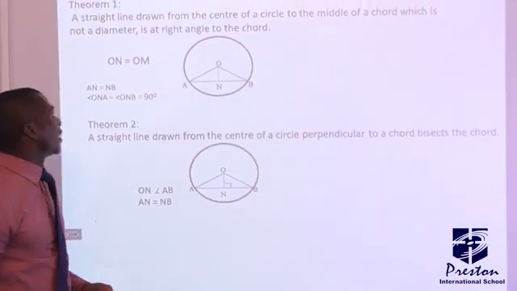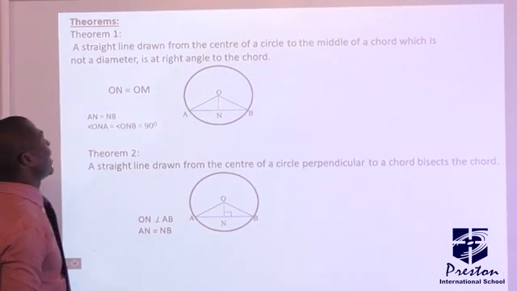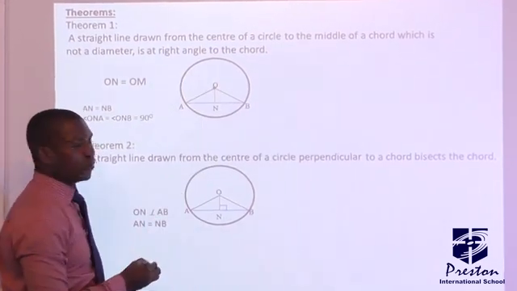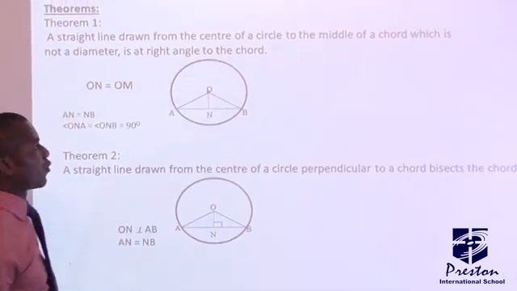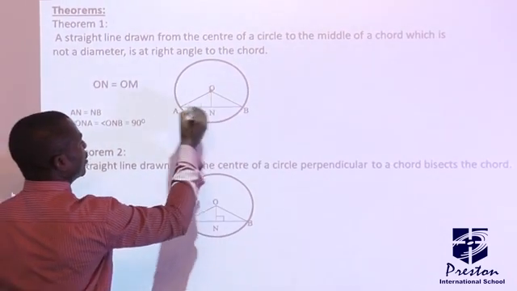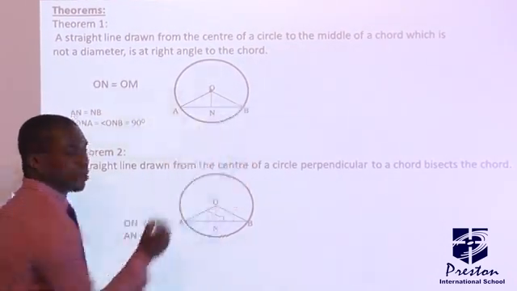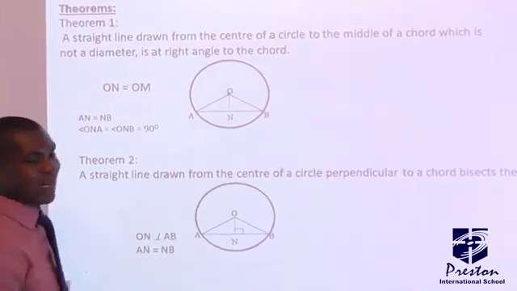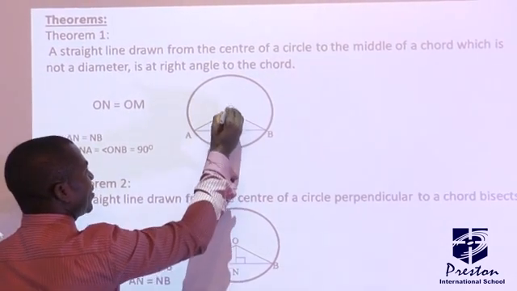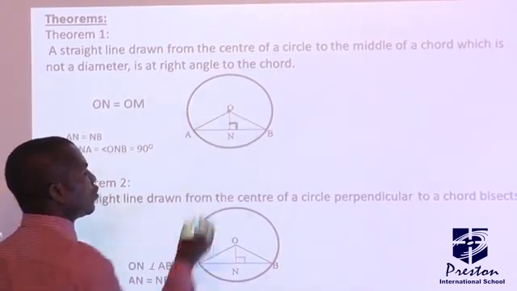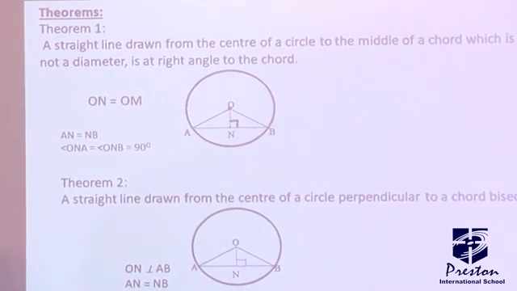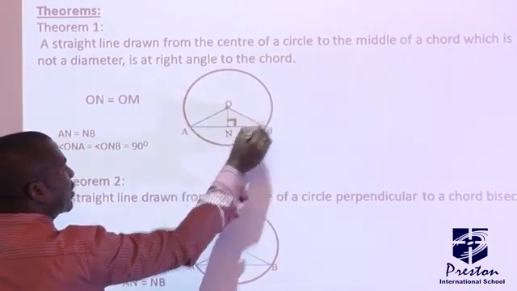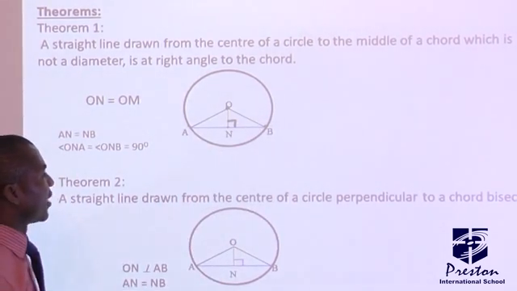Now, the first theorem that we'll be looking at, theorem 1. A straight line drawn from the center of a circle. This is the center of the circle, O. The straight line coming from the center of the circle to the midpoint of a chord. Now, the length AB is what we call a chord, which is not the diameter. It's at right angle to the chord. That is, this line coming from the center to this point forms angle 90 degrees. Now, don't forget that the length OA is the same thing as OB, radii or radius of the circle.